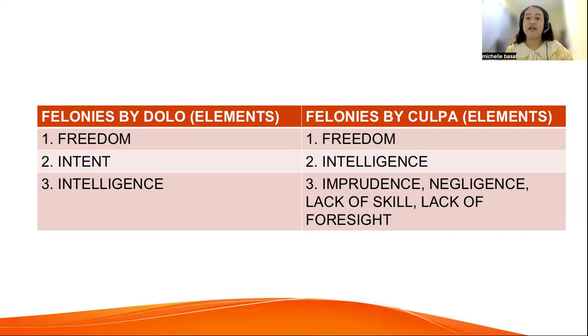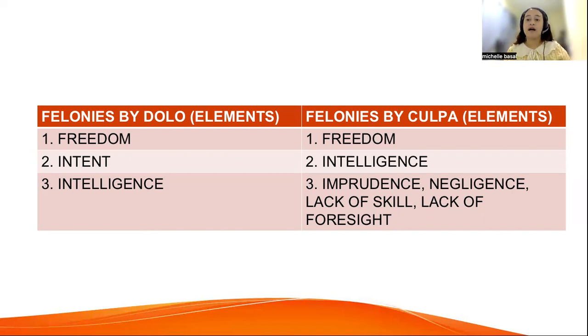Otherwise, if he was under compulsion, forced to do this act which is punishable by law, then that could either be a justifying or exempting circumstance.